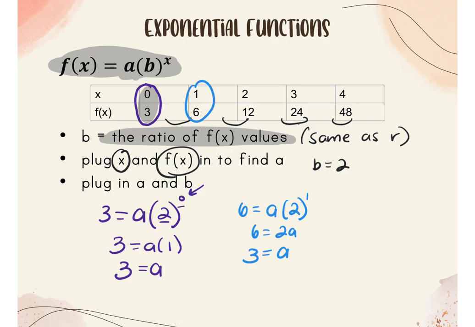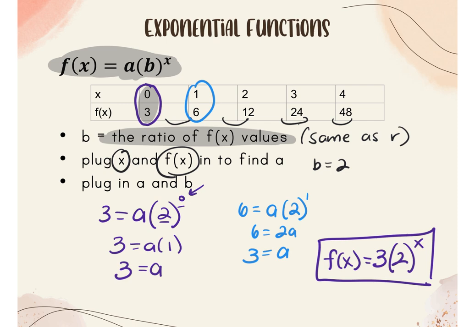So when you're trying to find the equation at the end, it's f of x equals the a, your initial value, or when x is 0, which is 3, times the b, which is the ratio, raised to the power of x. So this is how we would find an exponential function without a calculator.